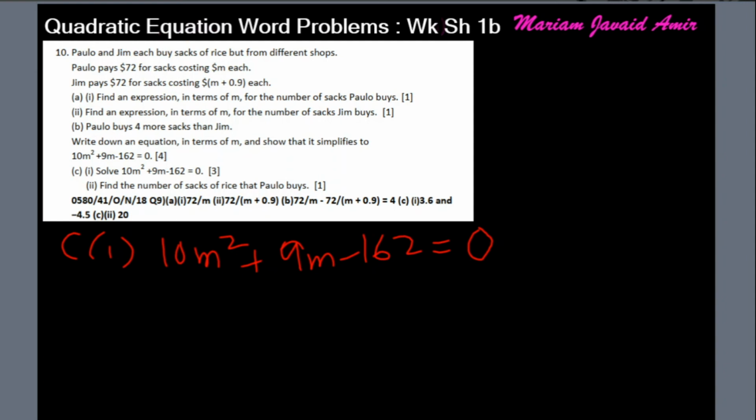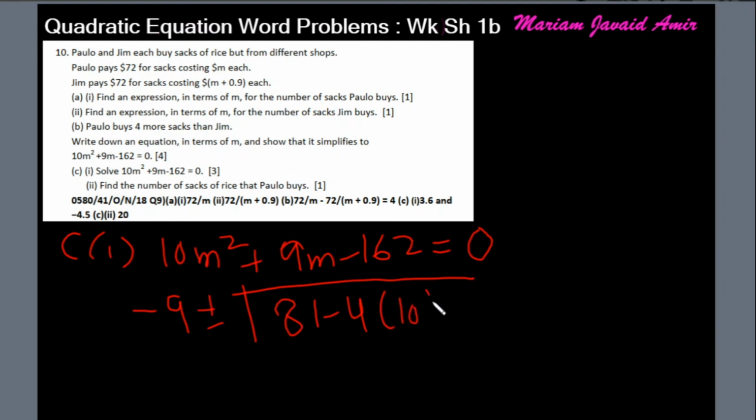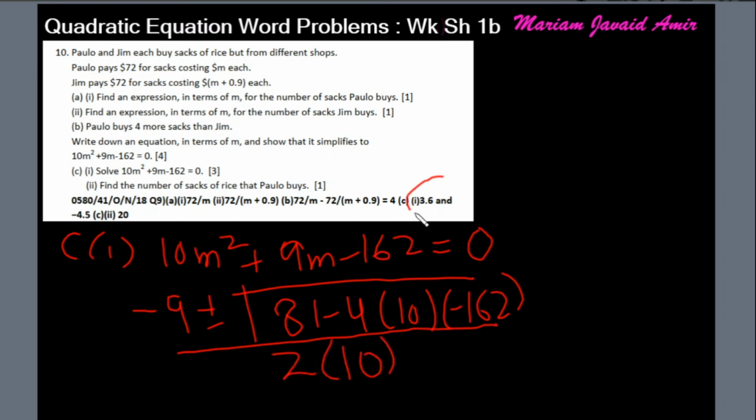We can use the quadratic formula, or I think maybe even factorization will work, but I'd prefer the quadratic formula. So x equals minus b plus minus square root of b square minus 4ac over 2a. This should give you these two answers here. And part 2 says, find the number of sacks of rice that Polo buys.